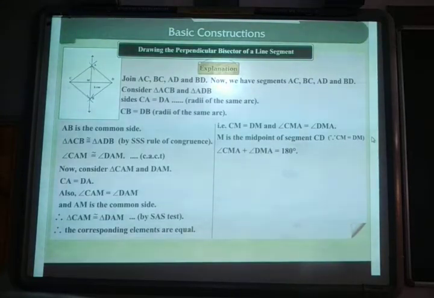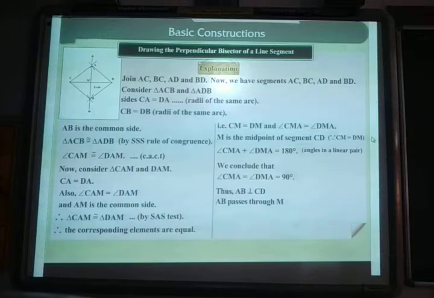Now, the sum of the angles CMA and DMA is 180 degrees, since they are the angles in a linear pair. So we conclude that angle CMA is equal to angle DMA, which is equal to 90 degrees. Thus, AB is perpendicular to CD and passes through M, which is the midpoint of CD. So we say that AB is the perpendicular bisector of CD.